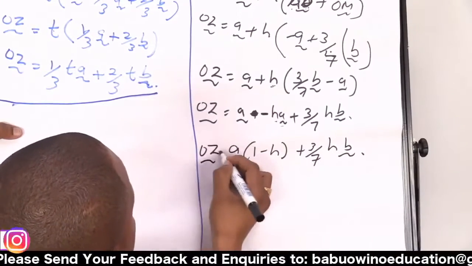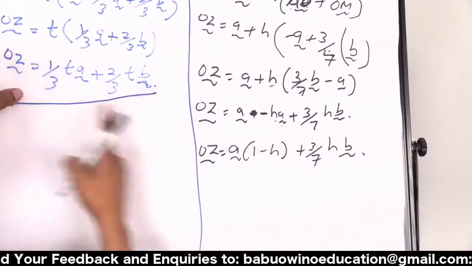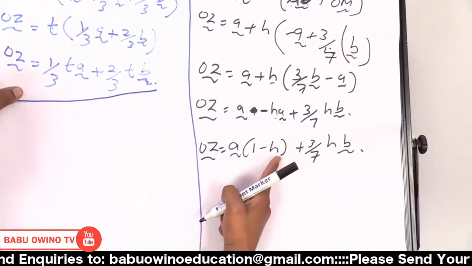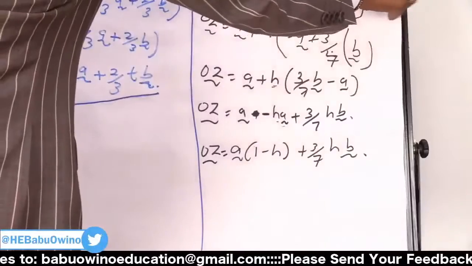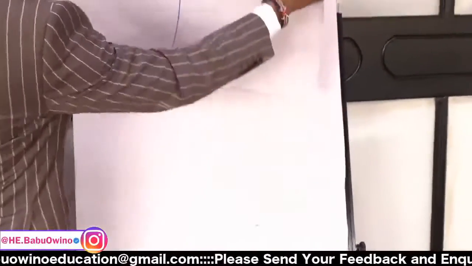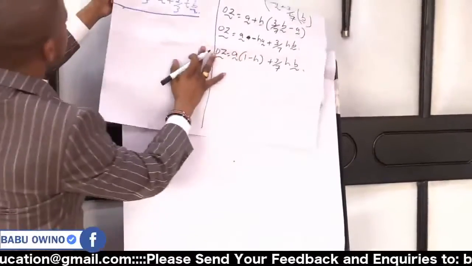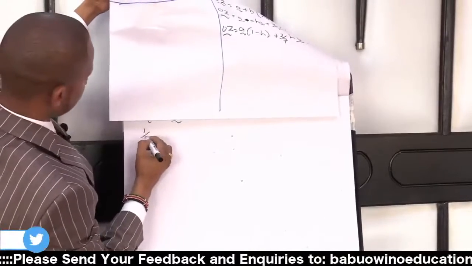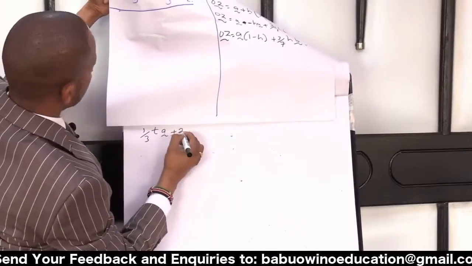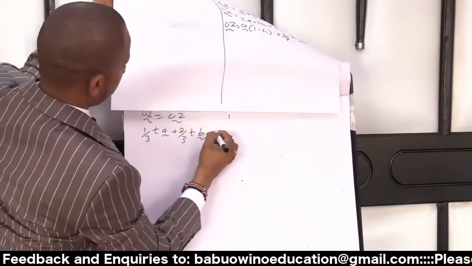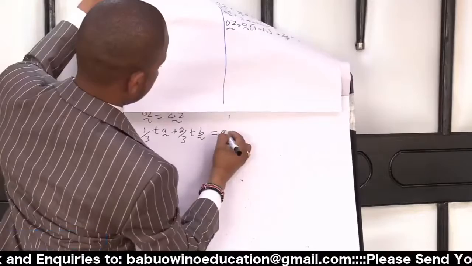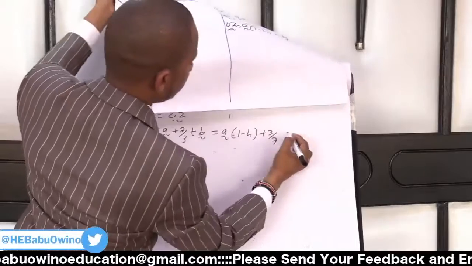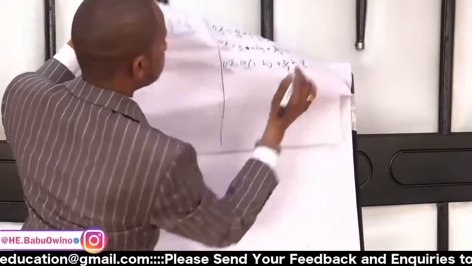This is OZ. Remember, we have this OZ and we have this OZ. So you equate the two OZs. So this OZ is equal to this OZ. So this OZ, a third T of A plus 2 over 3 T of B, equals this other OZ, which is A into 1 minus H, plus 3 over 7 of HB.